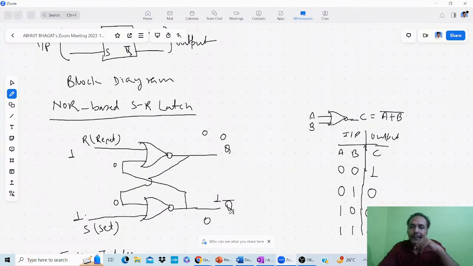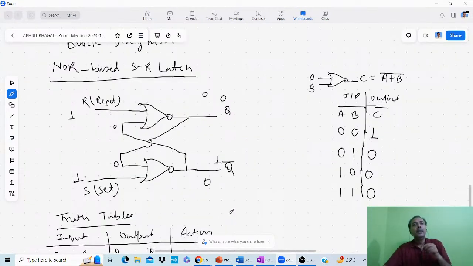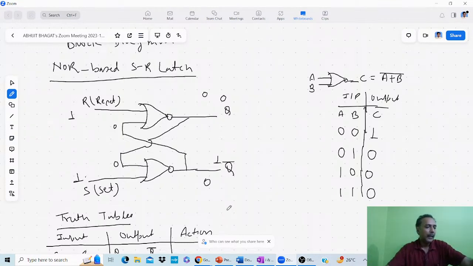Same, this SR latch can be designed by using the NAND gate. So the next topic I will discuss is the NAND based SR latch.